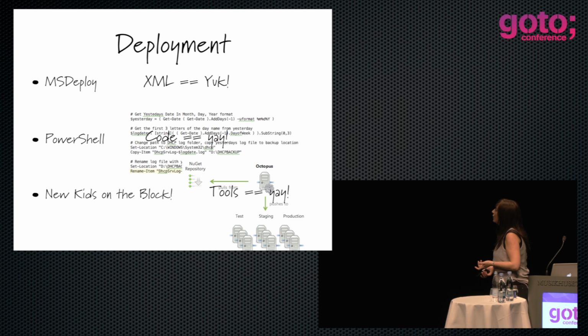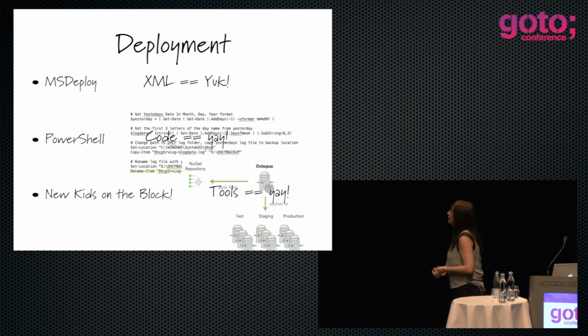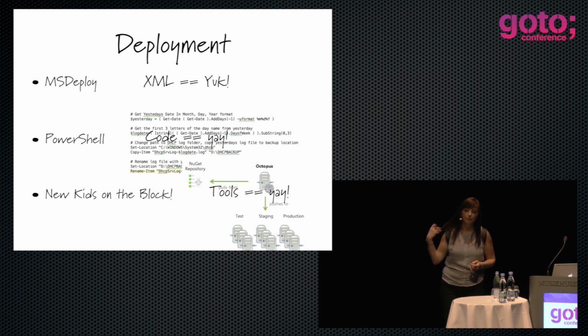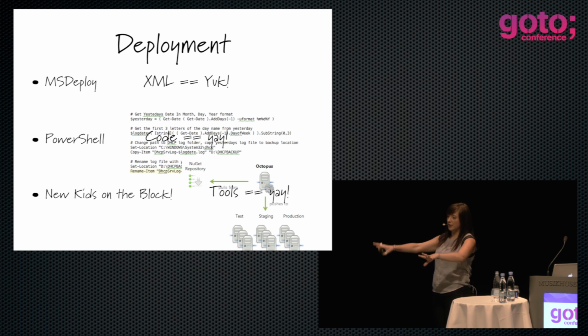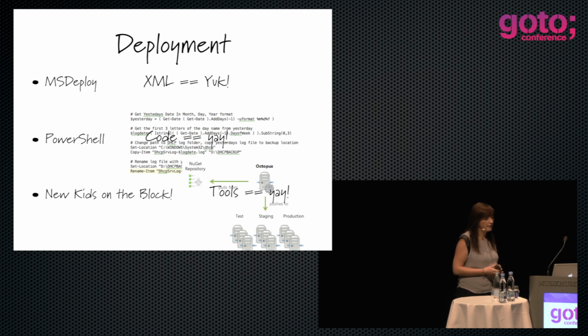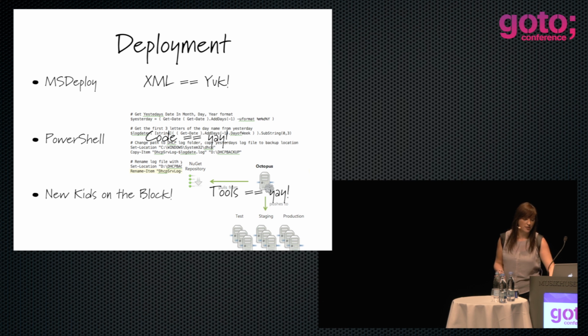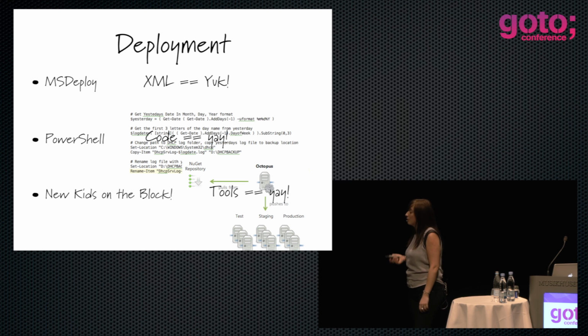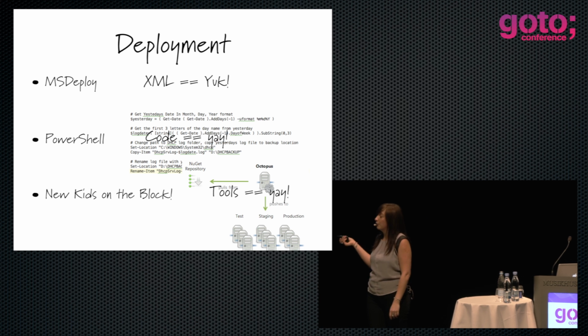But there's also some new kids on the block that make this a little bit easier. I don't know if people have started to hear about Octopus recently, but I had a little play with this, and basically you can install tentacles onto your servers. It'll set up a secure connection for you, and then you can deploy the application. And this can also hook in and configure IIS for you, and restart services and other cool stuff like that.